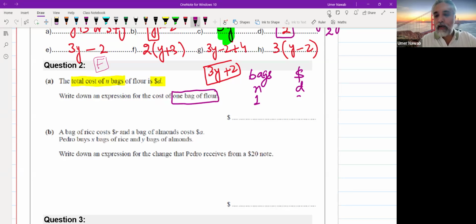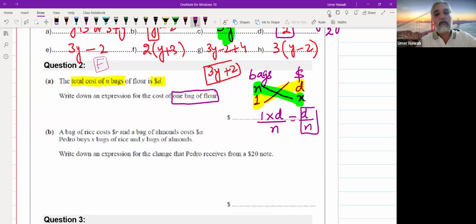So one bag, write X here and do the cross multiplication. In the class, I have told you, when you do the cross multiplication, the things which are not involving X will be written in the numerator. So 1 times D divided by the number which will be multiplied with X, so N. In simple way, I can write D times 1 is D. So D over N is the answer for this question. So I used the ratio technique.